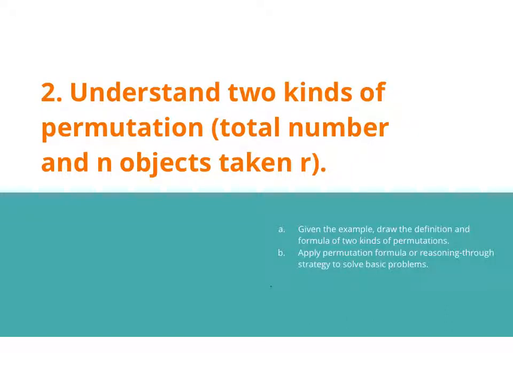So let's look at the second part. In this part, you are going to understand two kinds of permutation, the definition and the formula. But I'm not going to force you to remember the definition and the formula of permutation. Instead, I would like you to totally understand where it comes from. And then you are going to apply the formula or reasoning through strategy to solve some basic permutation problems.